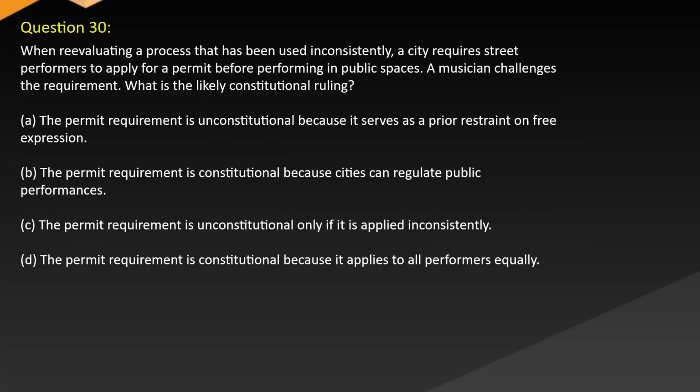Question 30. When re-evaluating a process that has been used inconsistently, a city requires street performers to apply for a permit before performing in public spaces. A musician challenges the requirement. What is the likely constitutional ruling?